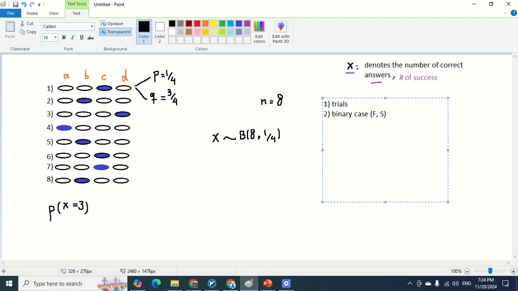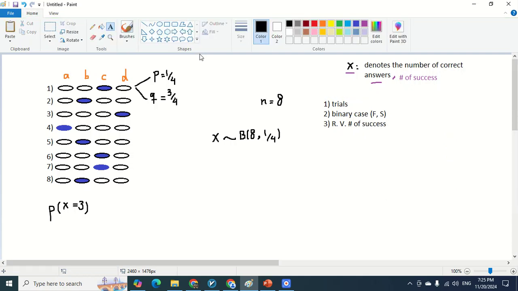Another characterization that leads us to the binomial distribution is about the random variable. Our random variable is defined as the number of successes. So it's important to know it's the number of successes. Because these things happen, we can diagnose the distribution as a binomial distribution.